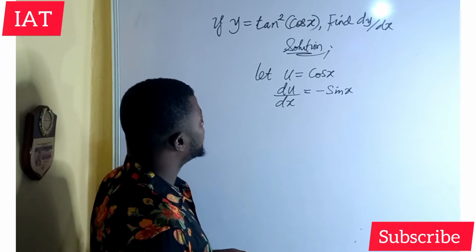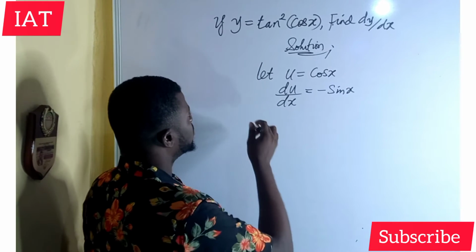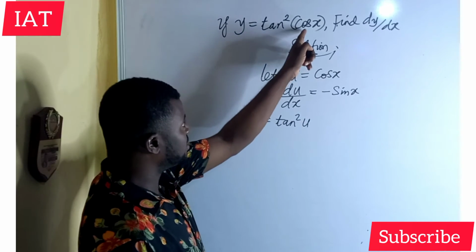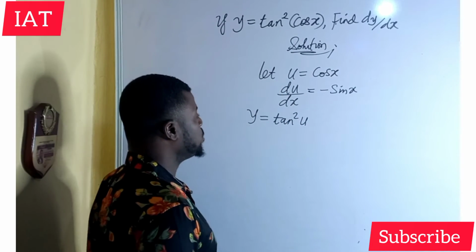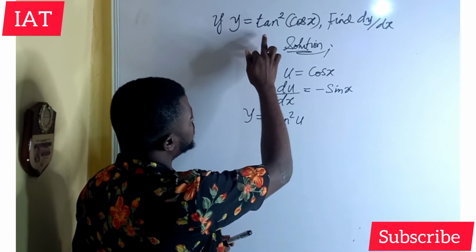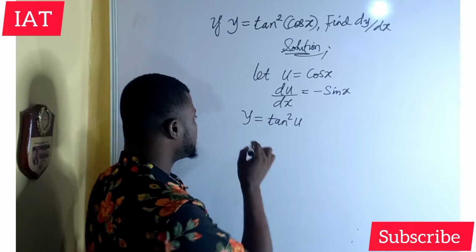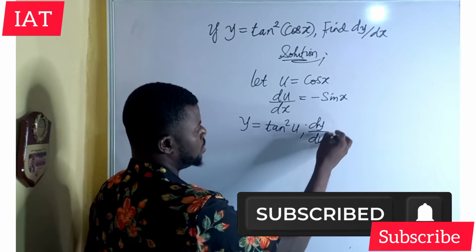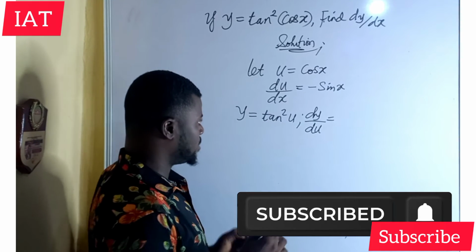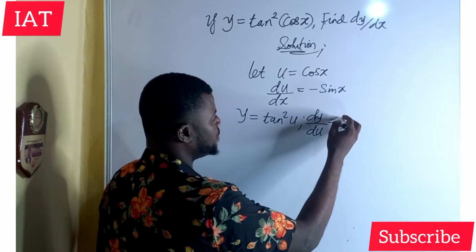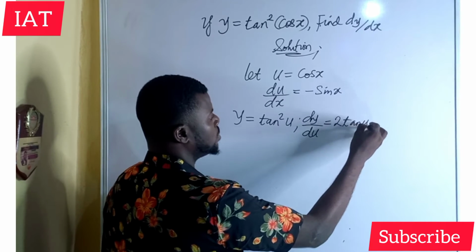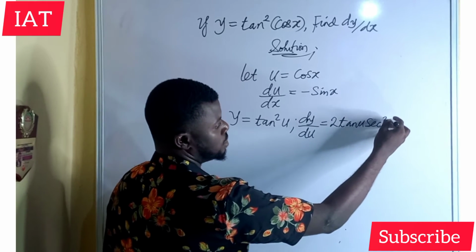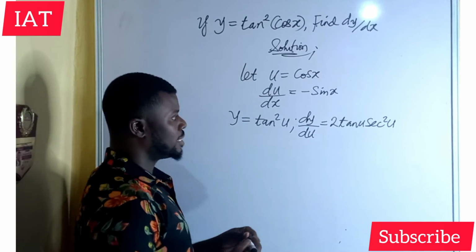Now, what is the next point? Here y becomes y equals tan squared u. Remember, I said that this should be represented by u. So what is meant is y equals tan squared u. This time we're going to differentiate this y with respect to u. And the simple way you can do this is: take this 2 down so that we have 2 tan u, and then differentiate tan. The differentiation of tan is sec squared u. All right, that's simple, right?